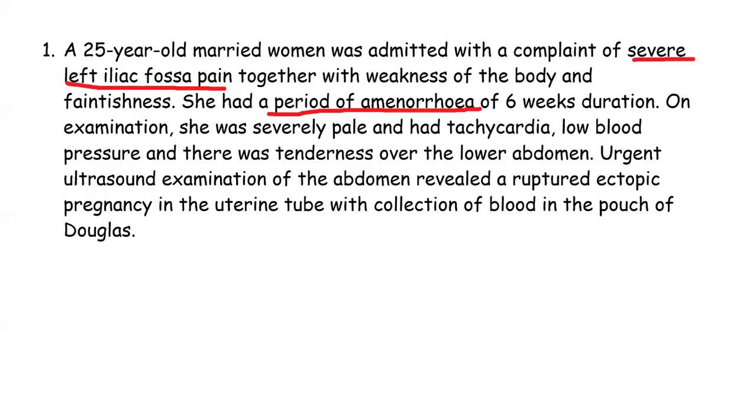Right. So, and after that, you have been given the duration as well. And there are again a group of signs and symptoms. It says that she was severely pale and she had tachycardia, low blood pressure. All those things signify something, right? They do say that there is blood loss, right?